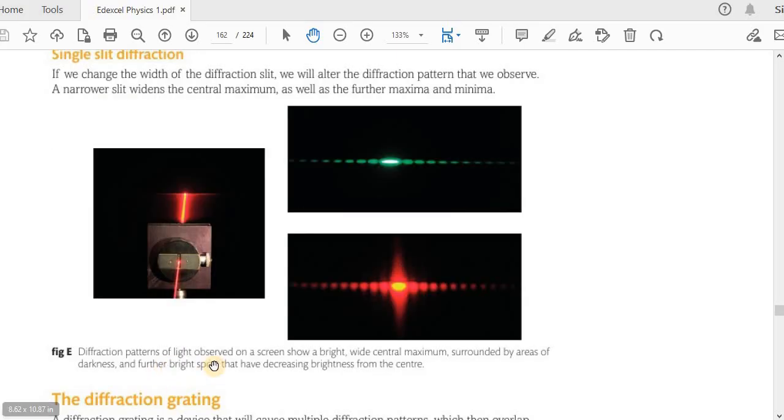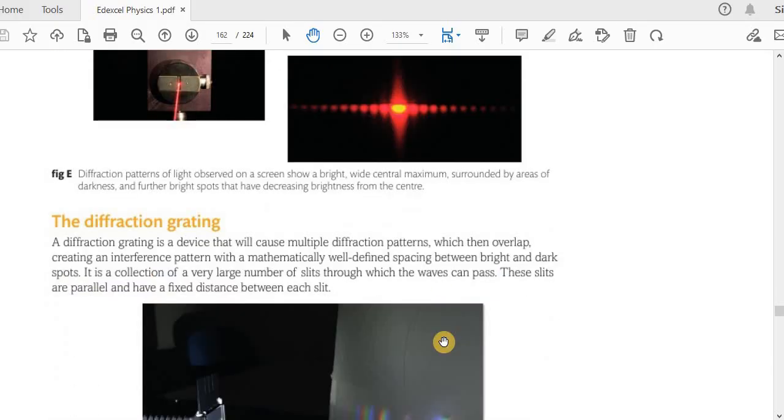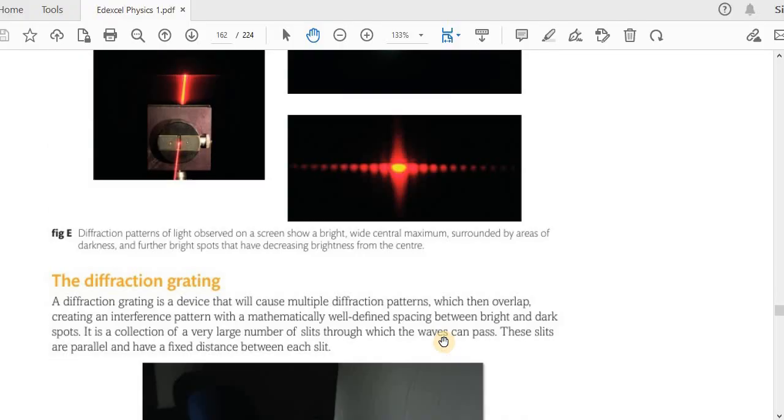Diffraction patterns of light observed on a screen show a bright white central maximum, that is this, surrounded by areas of darkness. You see between the dots there is a gap which is dark, it's darkness, and further bright spots that have decreasing brightness from the center. So from the center, when you go to the right or to the left, the brightness decreases. Okay, then we have diffraction grating.